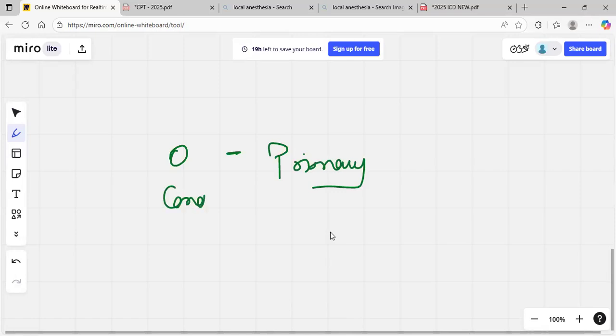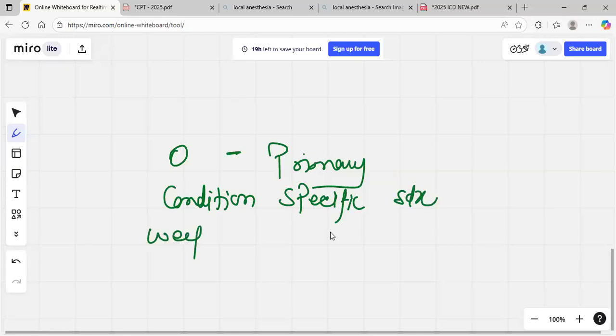Then you have to use a specific code for the condition at the secondary position. And your third code will be the week of gestation. That will be your third diagnosis.